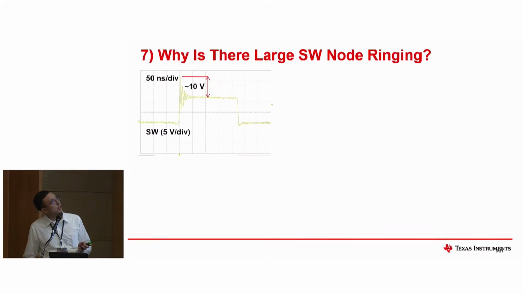Next, why is there a large switch node ringing? You can see here in the switch node there's a ringing where it overshoots up to around 10 volts. Why do you think this occurs? Damping, yeah, that can be considered. But there's something else in terms of the design that maybe was not included. Maybe that's the clue there.